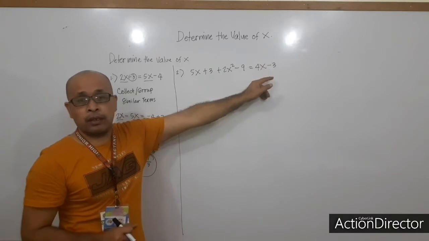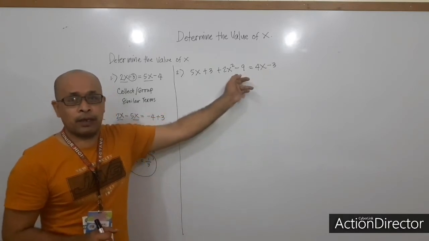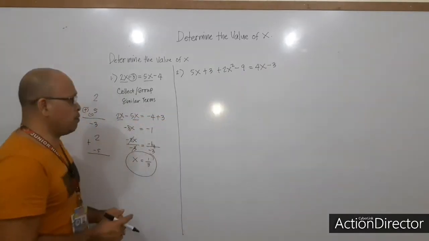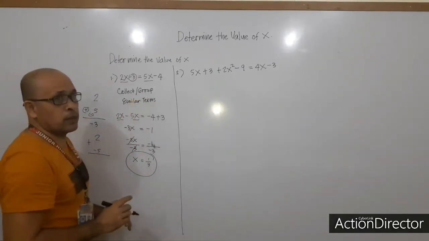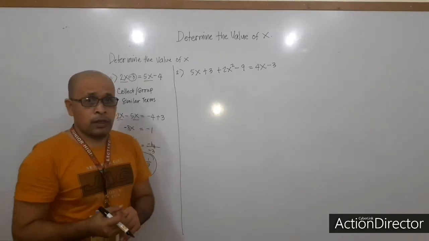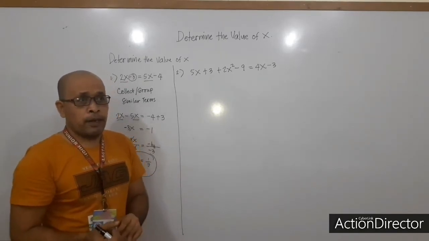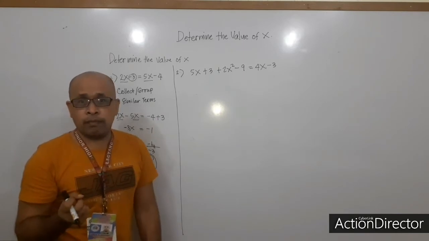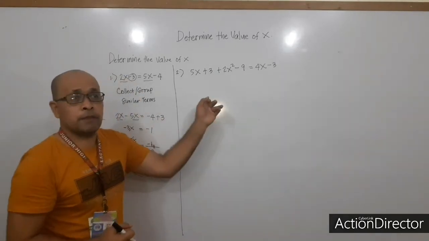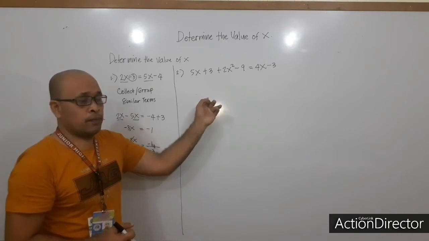And the purpose here is for you to solve for the value of x. So again, same here. You are going to collect or group the similar terms. When we say similar terms, if the expression has a variable, the variables are the same, and at the same time, their exponents are also the same.